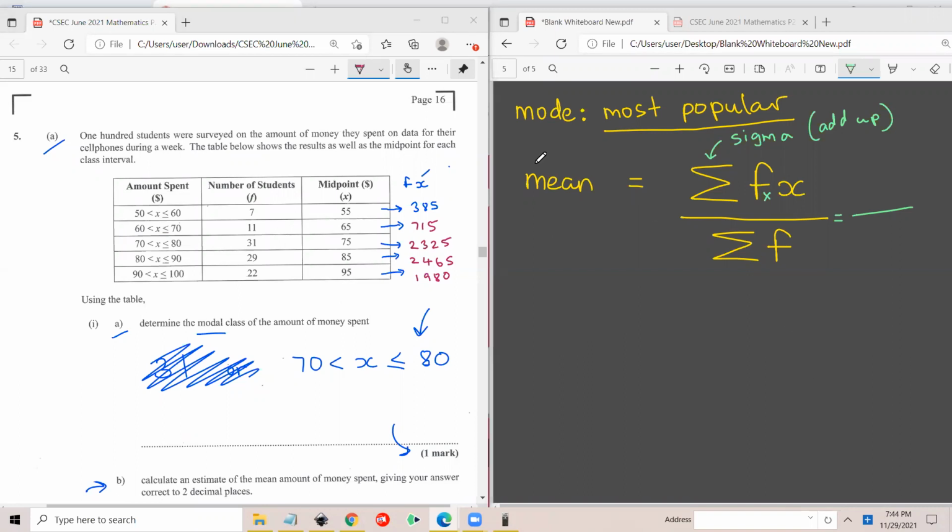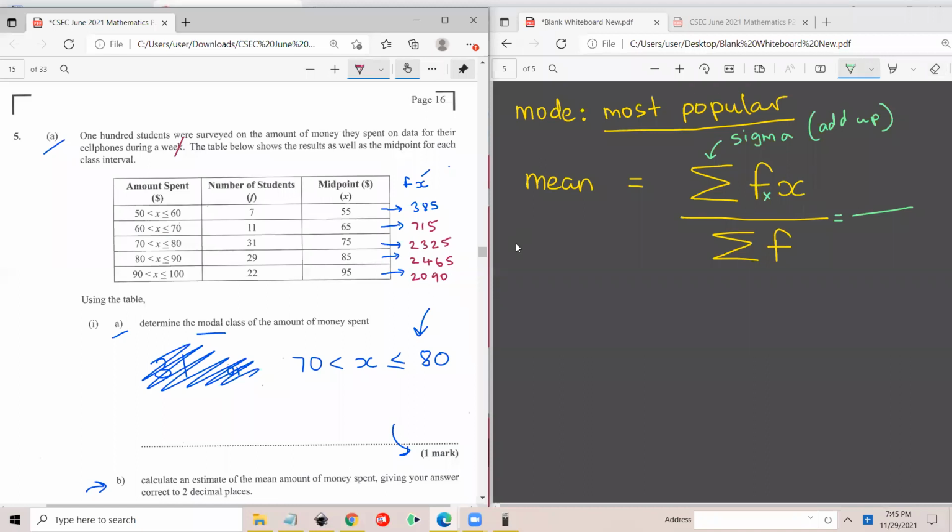So according to the formula, remember what we just calculated was all the Fx values, because we multiplied all the F by the corresponding X values. A couple of people are telling me the last one is wrong. Let's double check it. 22 by 95. Oh yeah, you're all right. Correct, 2090. I did it wrong.